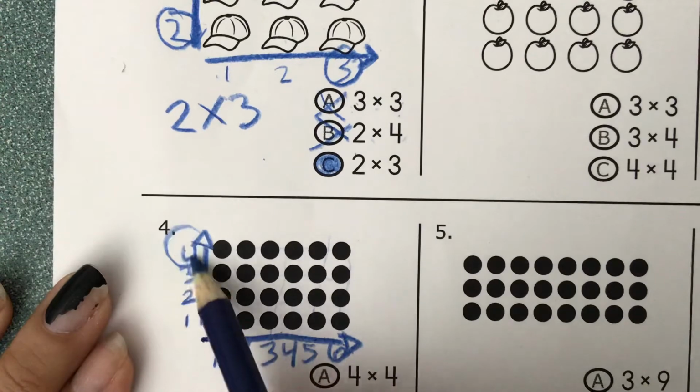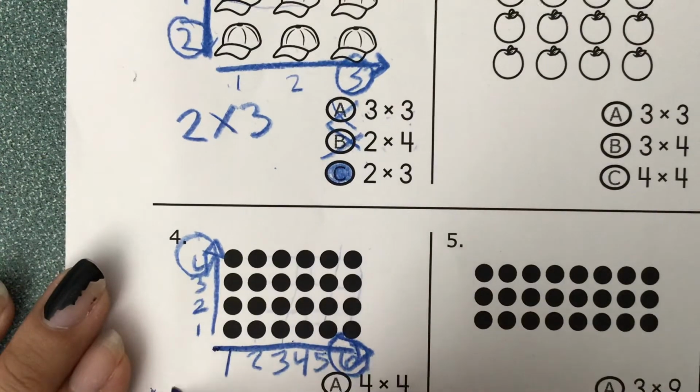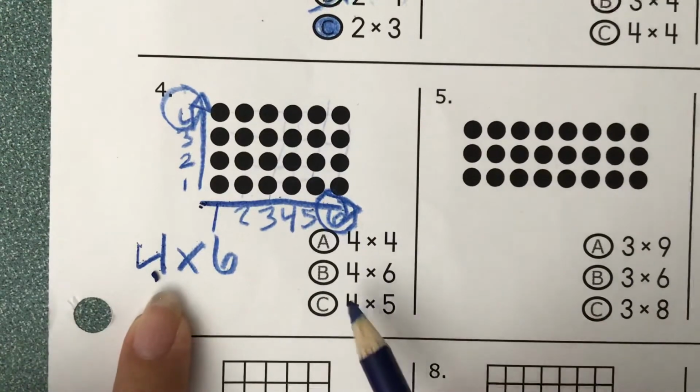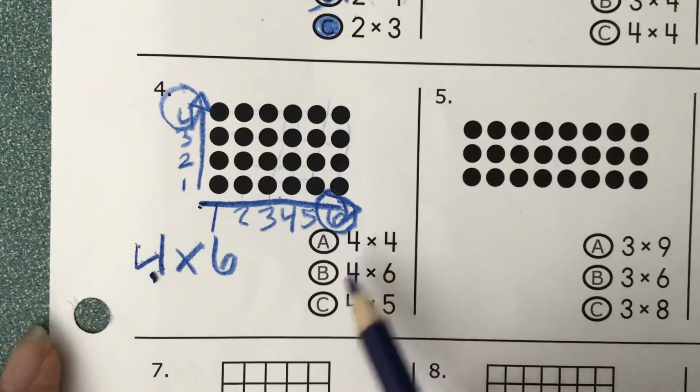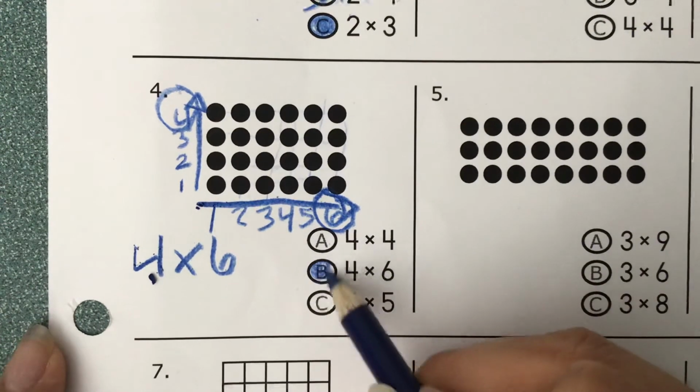So we'll circle the biggest number on the side going up and down and the biggest number on the side going left to right. So this problem is trying to show us 4 times 6. So now we're going to look into the answer choices and pick out the one that says 4 times 6, which will be answer B.